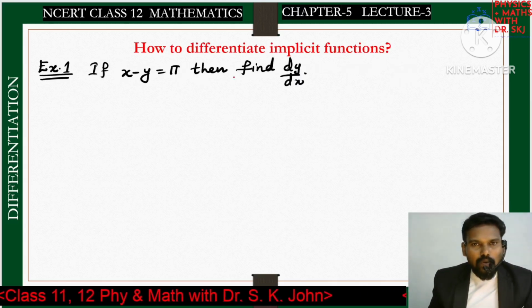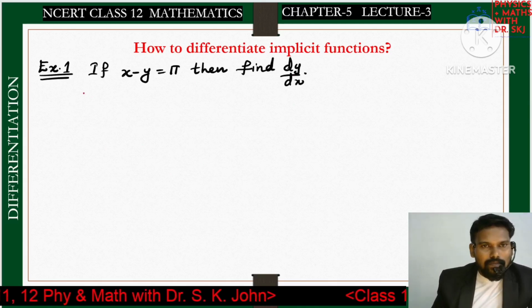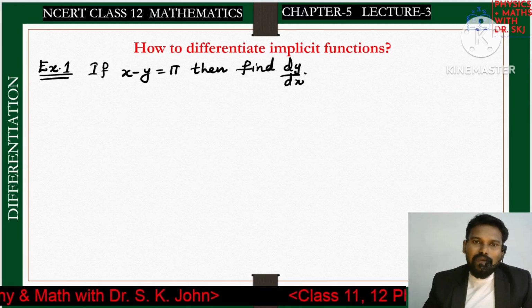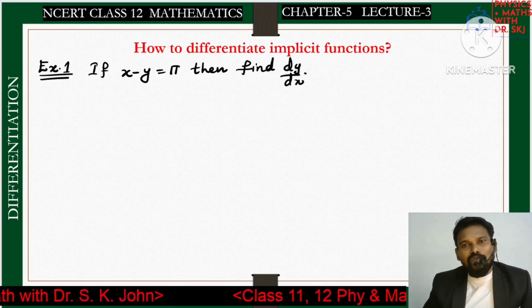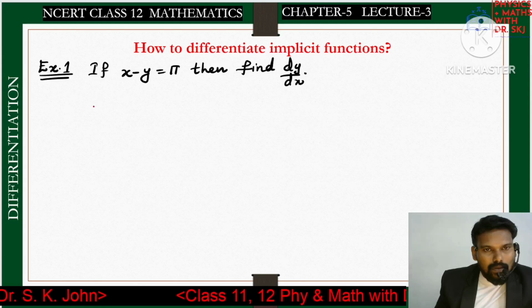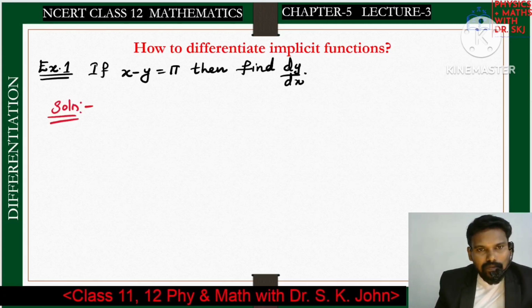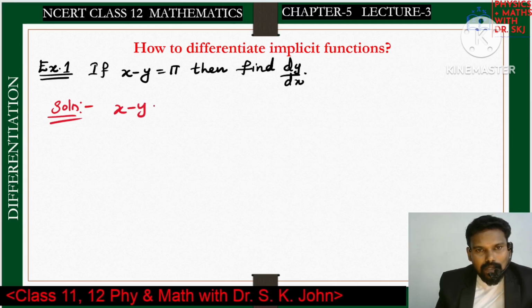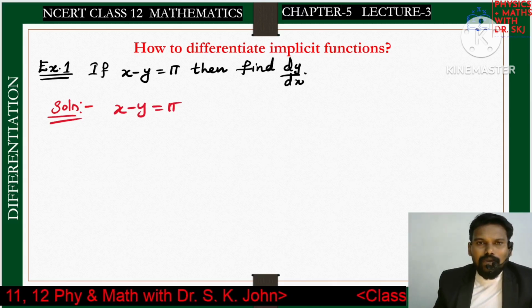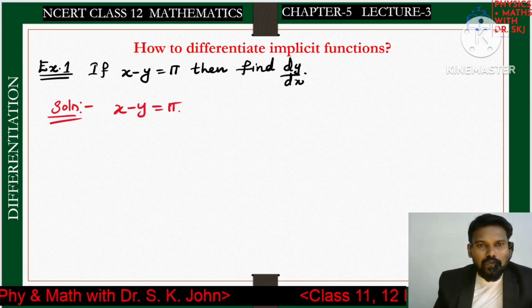Let us start solving these questions. The first example is: if x minus y is equal to pi, then find dy by dx. So let us write the given implicit function, x minus y equal to pi. What we have to do is directly differentiate these functions.